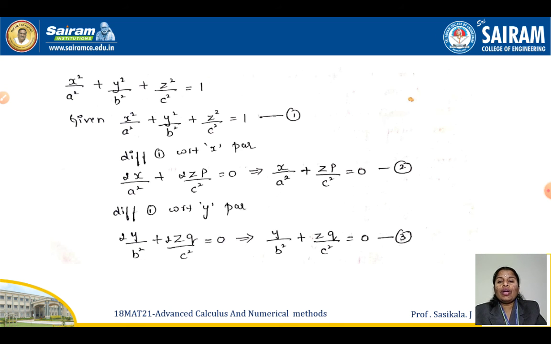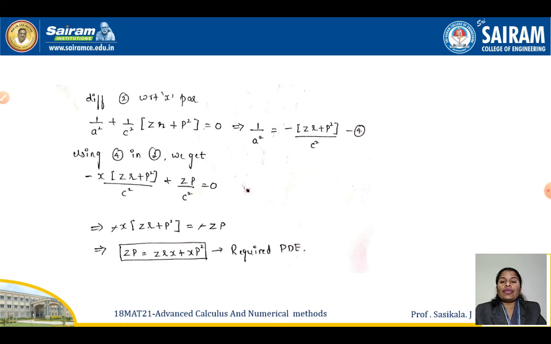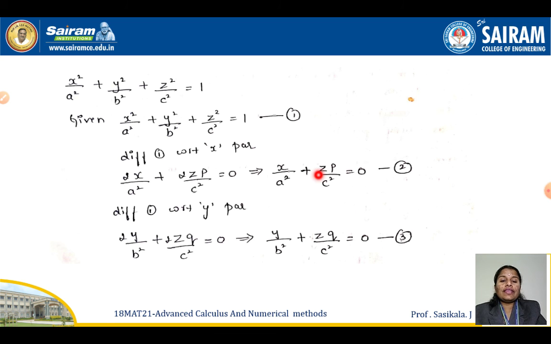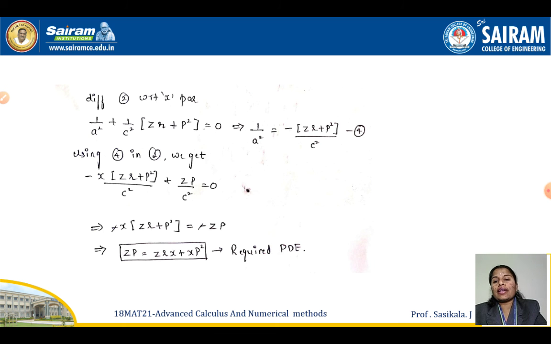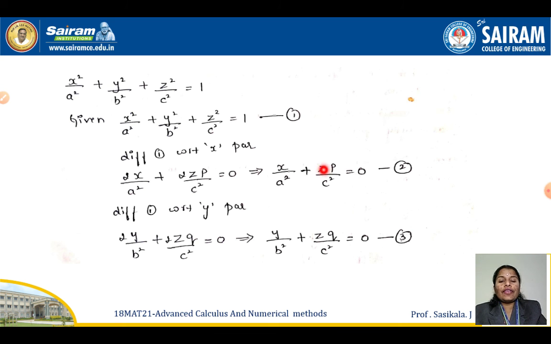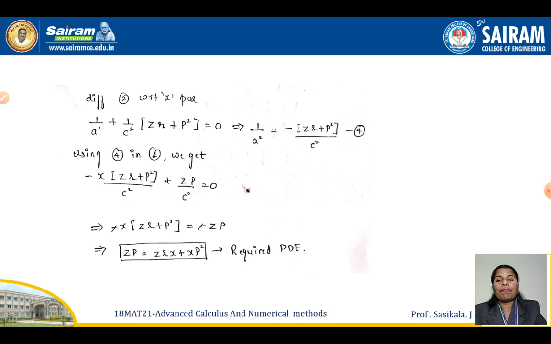So equation number 2, differentiate with respect to x. Here it will not be a problem, we'll get 1 by a square. But here z and p both will be a function of x, so you should apply the product rule. So 1 by c squared of z into dou p by dou x. With respect to x again, you will get r, isn't it? So z r, that is nothing but dou square z by dou x square, plus p into, again z will be dou z by dou x, I will get p square, equal to 0.